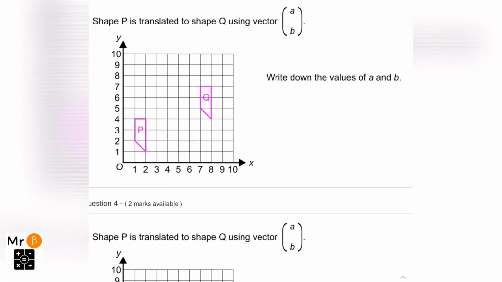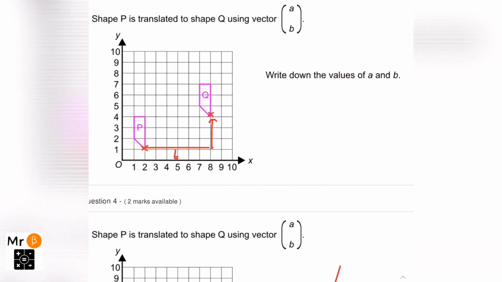Question 2. It's asked us to work out the vector of this translated shape, a topic which you would have previously done. So what we need to do is work out how we have moved from one of the corners to that exact same corner of the new shape. So all we have to do is count how many it's moved to the right. So it's gone across 1, 2, 3, 4, 5, 6. So it's moved across by 6 and up by 3. Therefore our vector, translating the shape from P to Q, is just 6, 3.